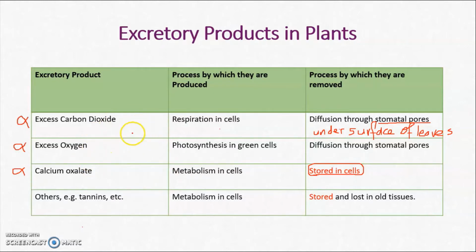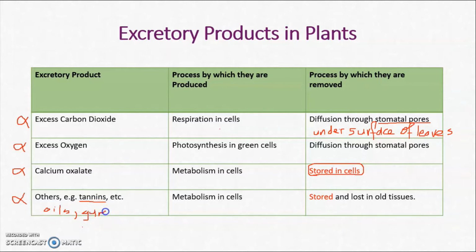Those that are lost by diffusion are carbon dioxide and oxygen, but the others tend to be stored in different parts of the plant. We also have other excretory products, for example tannins. They are also produced by cellular metabolism, and they are stored and lost in old tissues. So tannins, for instance, oils, plant-based oils. We also have gums. All those are excretory products of the plant.